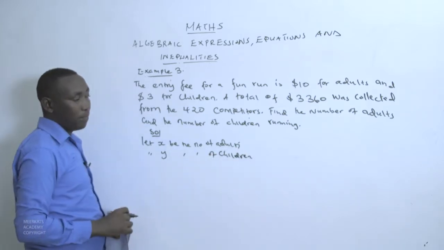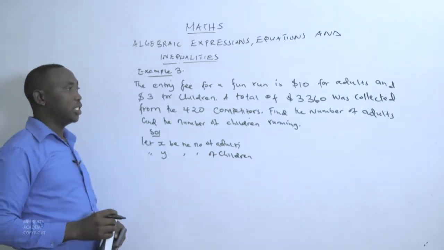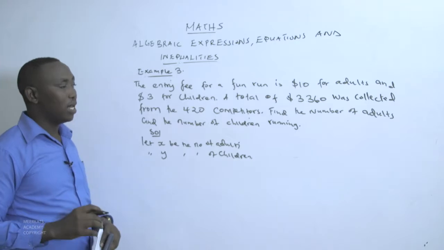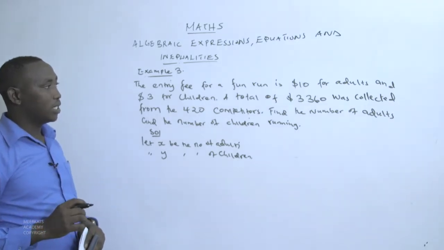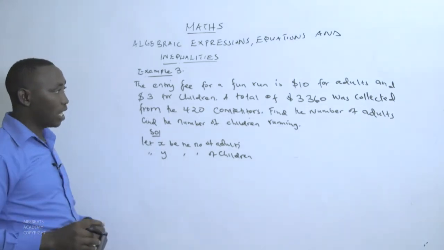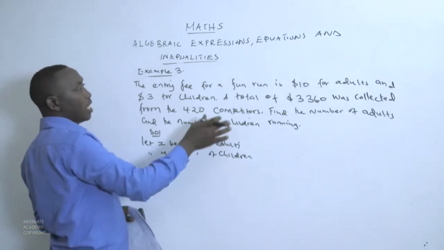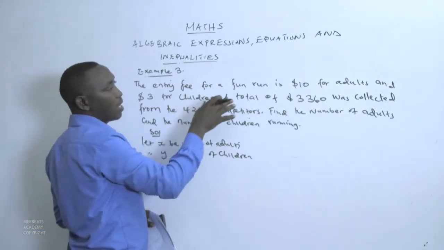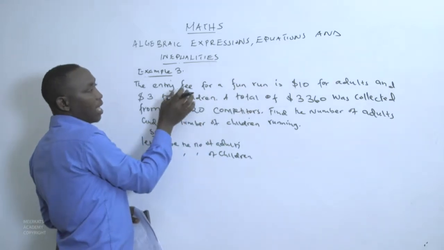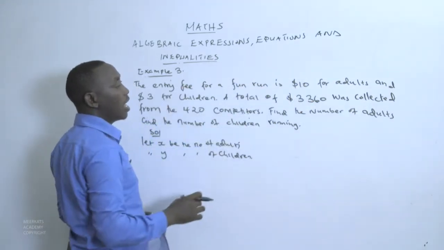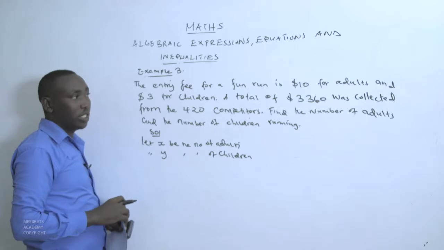The second step is to come up with linear simultaneous equations to represent that particular information. You have been told that in this particular fun run, the entry fee is $10 for adults and $3 for children.